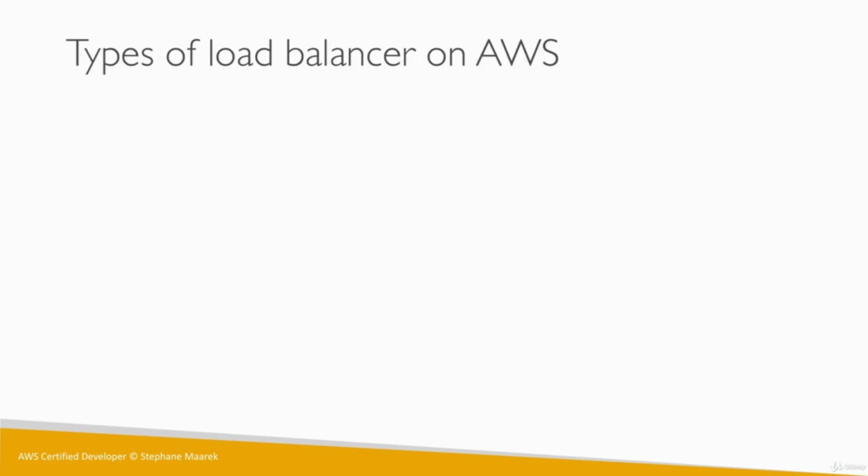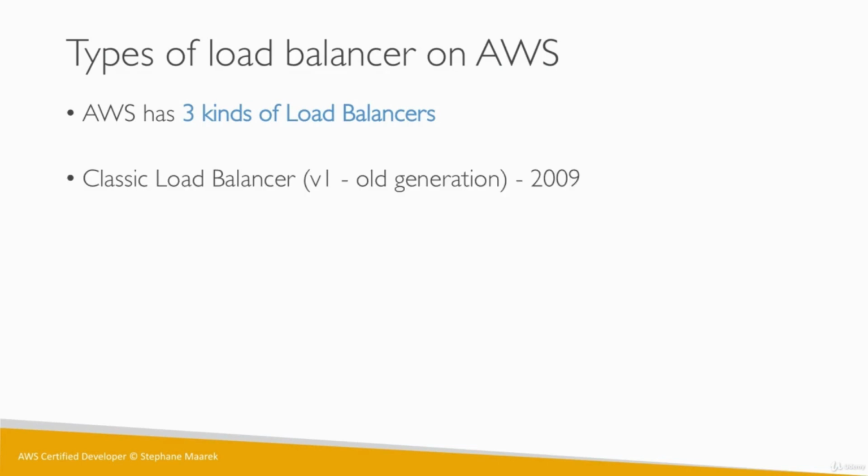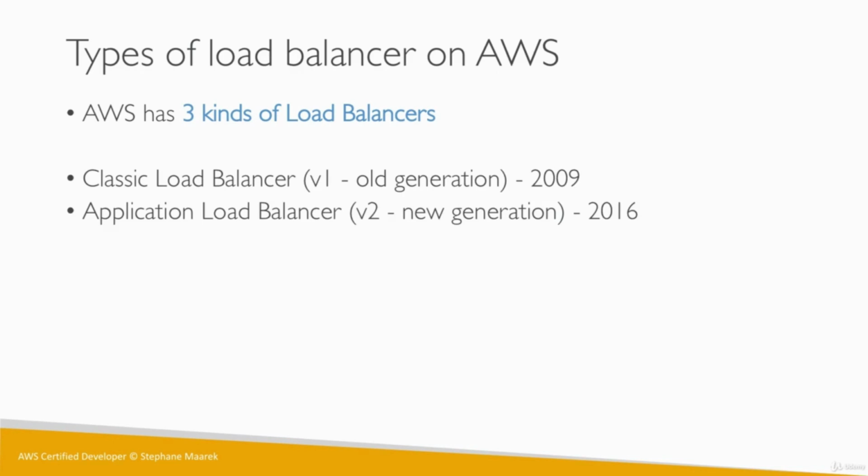So there are different types of load balancer in AWS, and that can be confusing. There are 3 kinds of load balancers. There is the classic load balancer, or V1, or old generation. And this was created in 2009. So this is quite old. And then recently, there was something called an application load balancer, which is V2, new generation, which is 2016. And we had a network load balancer, V2, also new generation, 2017.